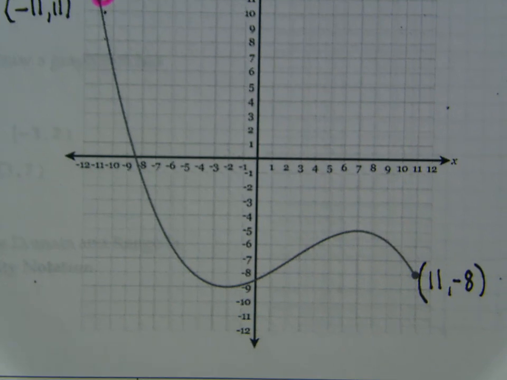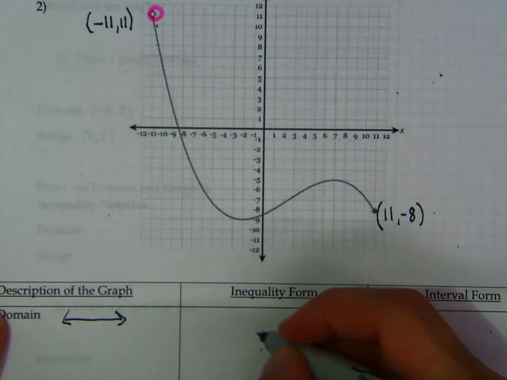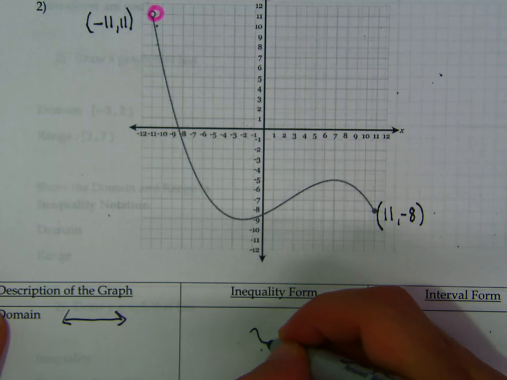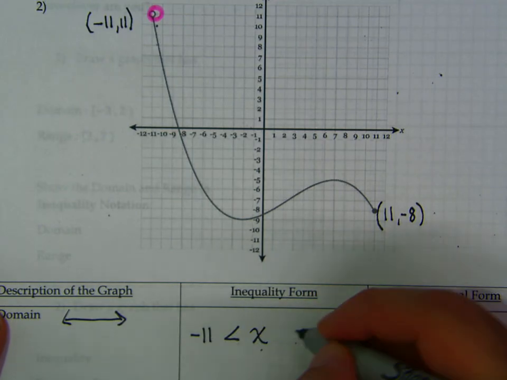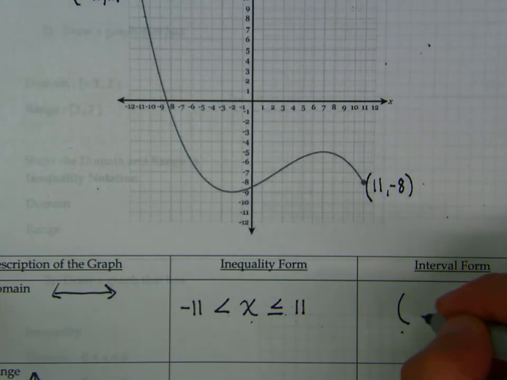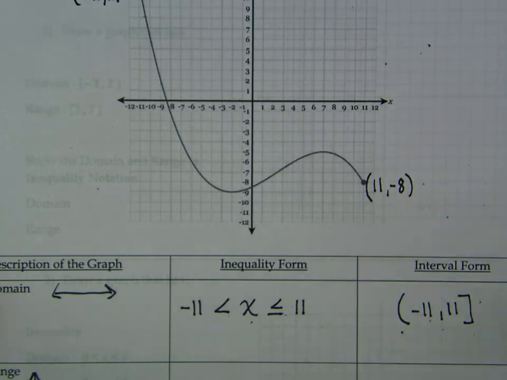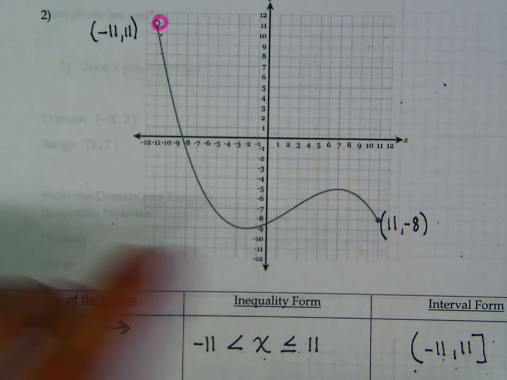So it seems to be the same answer as before, but what would it be in inequality form? It'll be x over here. This is less than -11, less than or equal to 11. And then in interval form, I put a parentheses, -11, comma, 11 with a bracket. Right? Because this is my open circle and this is my closed circle.